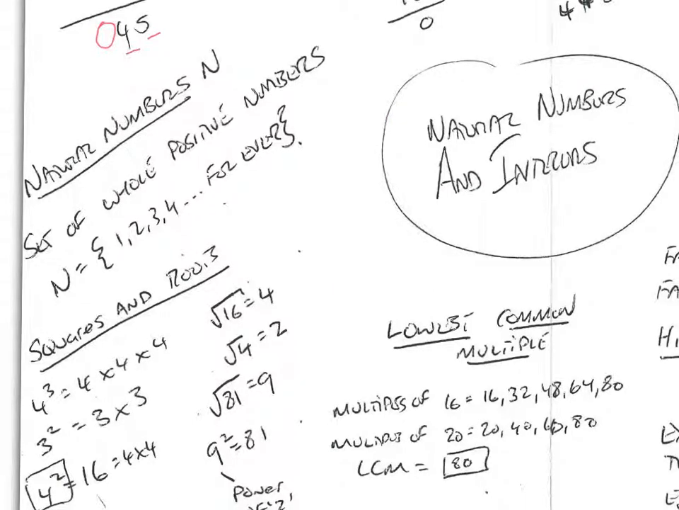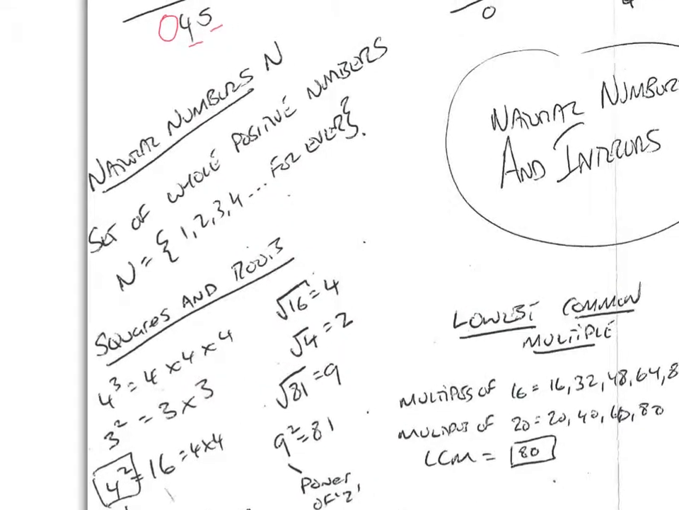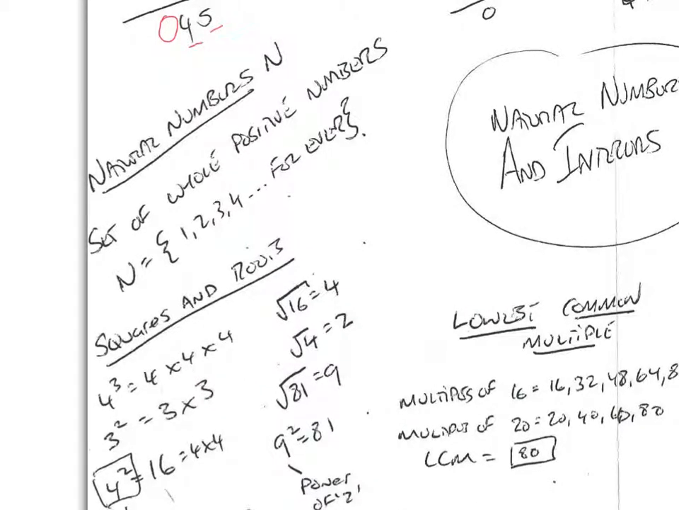So what are natural numbers? Natural numbers are the set of whole positive numbers. 1, 2, 3, 4, all the way up forever and ever to infinity. And the set of natural numbers is denoted by the capital letter N.